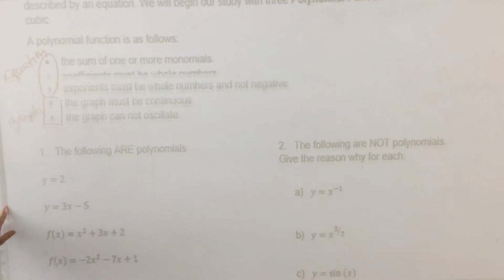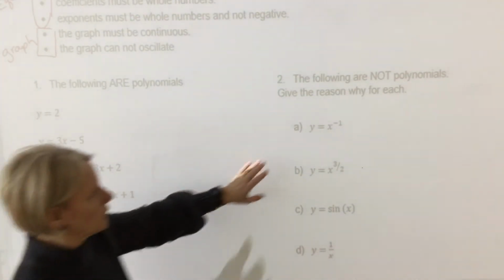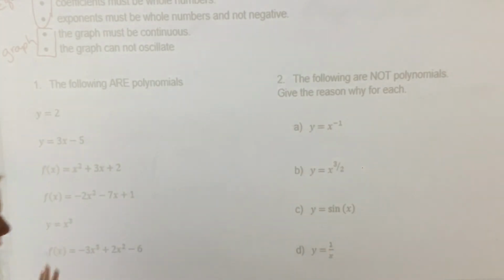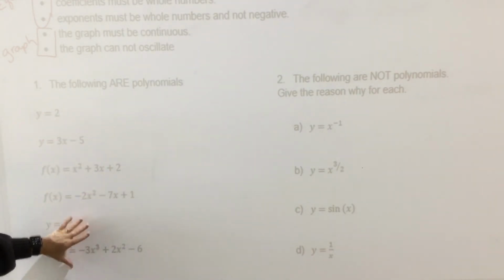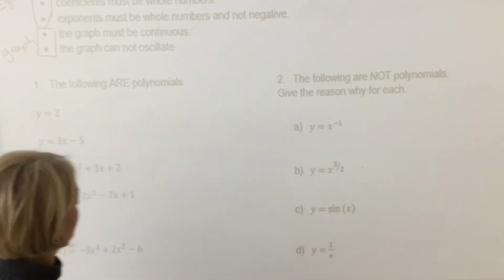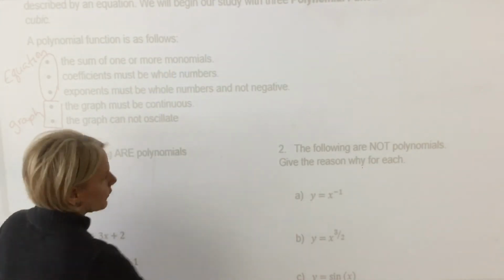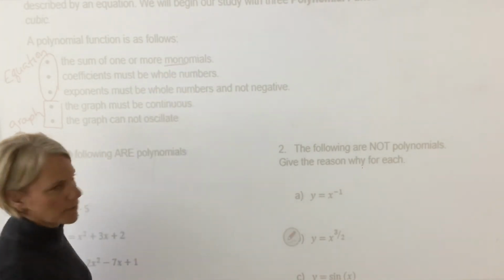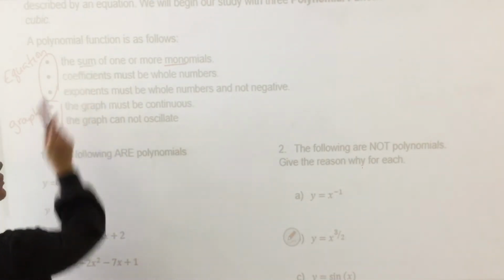All right, so numbers 1 and 2, you have a bunch of polynomials and a bunch of non-polynomials. So what we're going to look at is these first three bullet points and look at how is it that these are polynomials in reference to those 3 bullet points, and how are these not? So the 3 bullet points are the sum of 1 or more monomials. So a monomial, so if you think about the word mono, it means one, a single expression. So you're going to add or subtract.